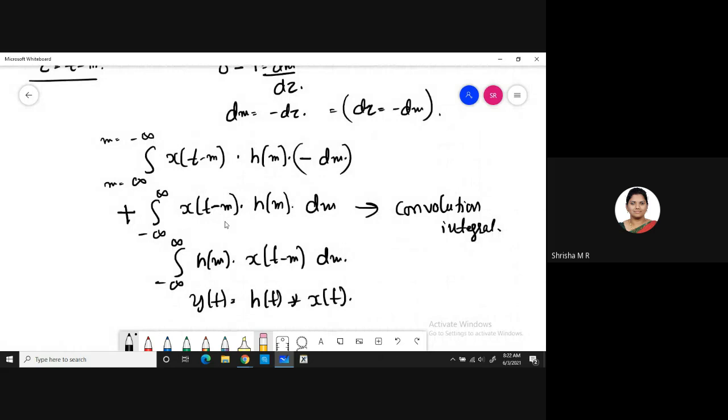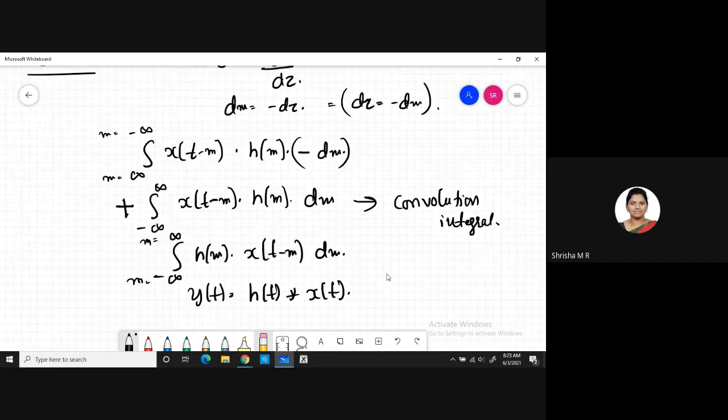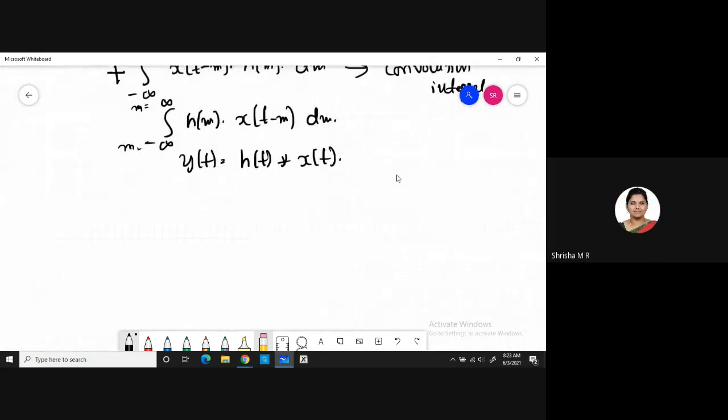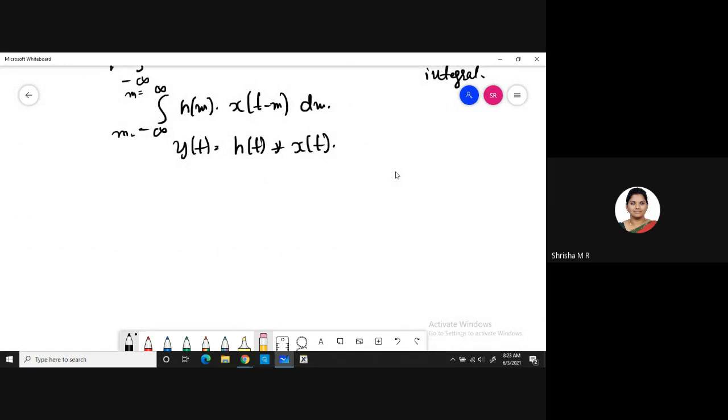So I can write this as integral from minus infinity to infinity h of m, where the limits of integration are on m, into x of t minus m into dm, which is nothing but h of t convolved with x of t. Got it, everyone? Is it clear? Yes, ma'am. Understood, everyone? So that is our RHS, and the commutative property is proved for the convolution sum as well as the convolution integral. So now let us see the distributive property of convolution.